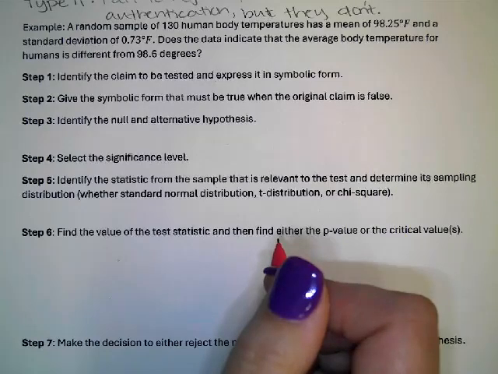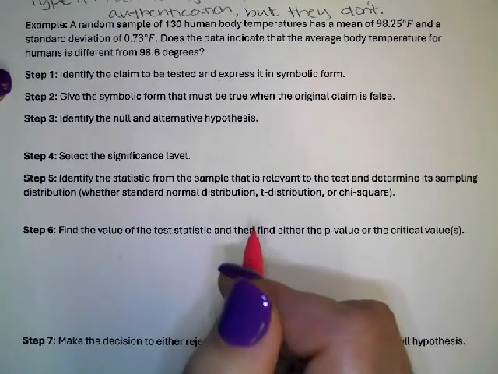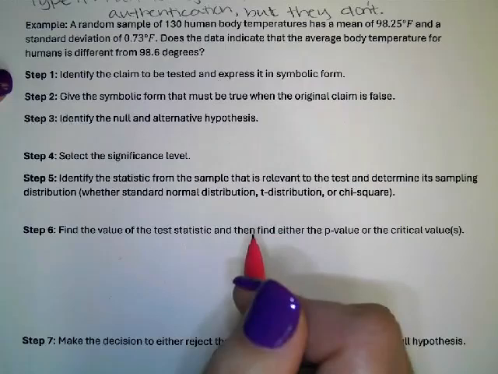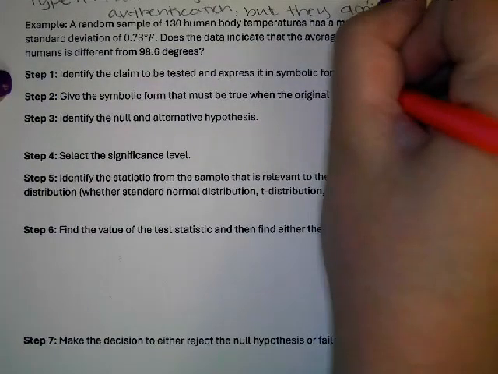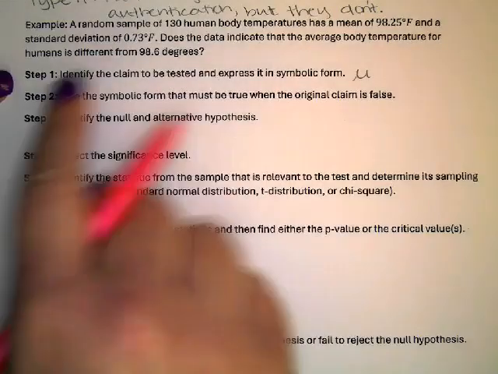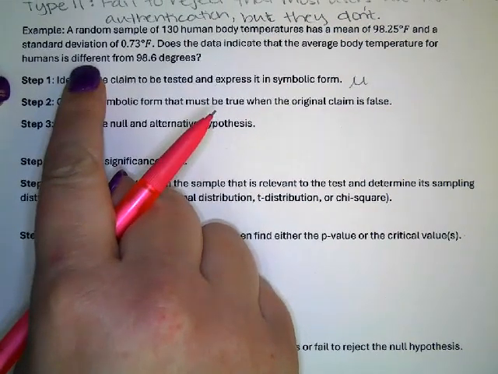So step one is to identify the claim to be tested and express it in symbolic form. So they're talking about average body temperature, so they're talking about the mean of the population. They're asking if the mean is different from 98.6 degrees. So they're saying, is mu different from 98.6? That's what they want to test.